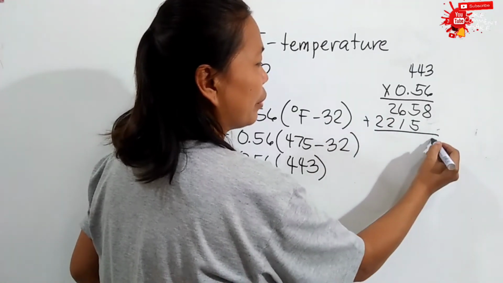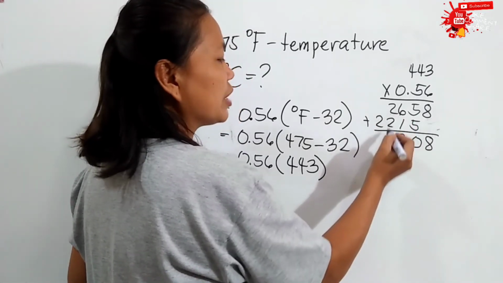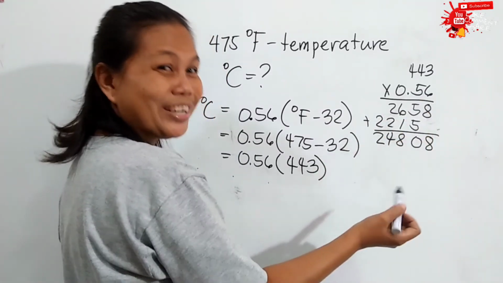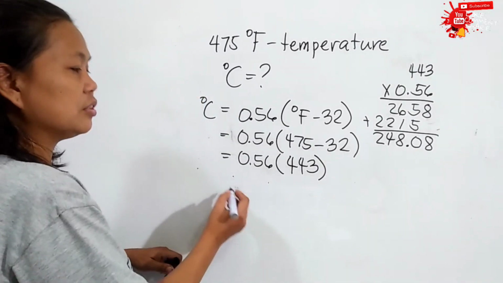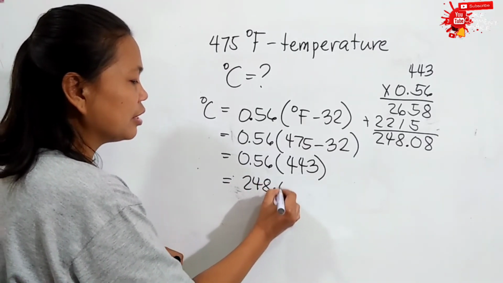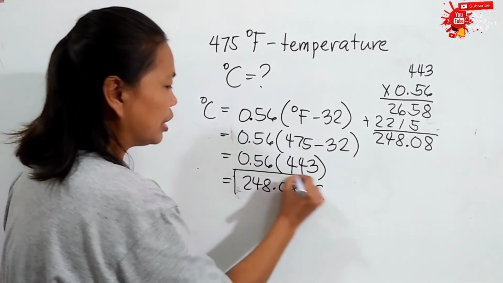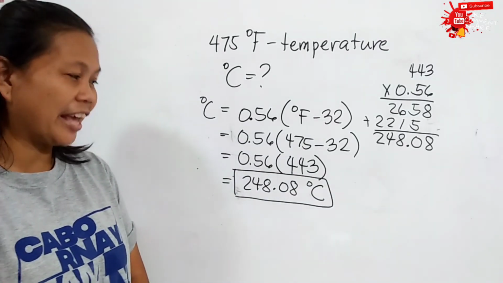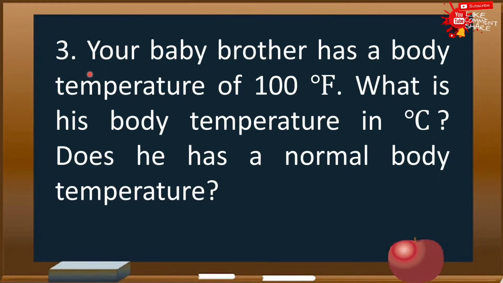So let us add. We bring down 8. We have 10, carry 1. So we have 8. 2 plus 2, we have 4. Then we have 2. Then count the decimal points. We have 2 decimal points in the product. So the product is equal to 248.08. Our new unit is in degrees Celsius. So the oven setting must be 248.08 degrees Celsius.